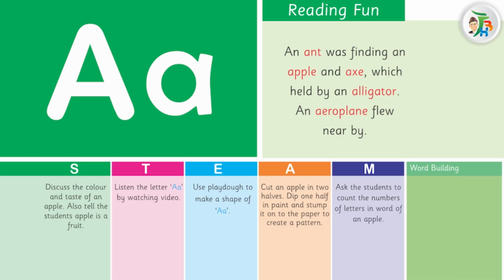Word building. Let's spell and read these words. A-N-T, ant. A-R-T, art. A-X-E, axe. Well done, children.